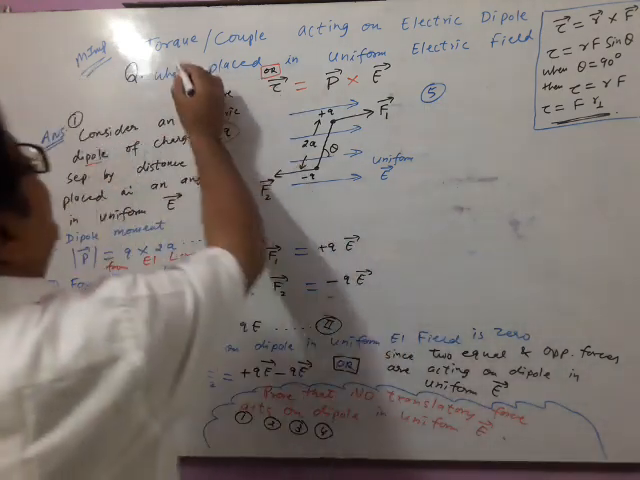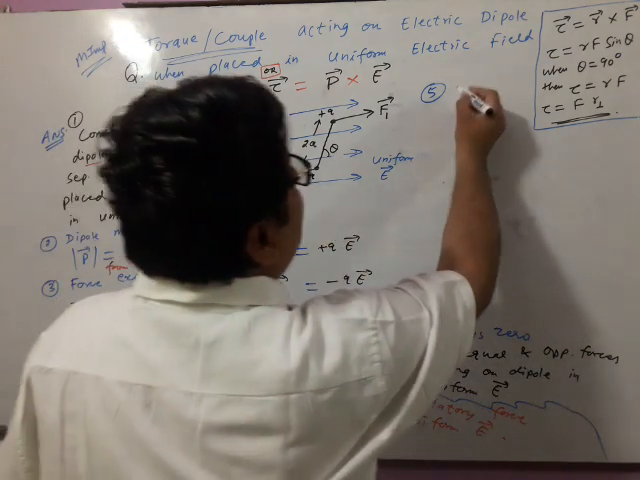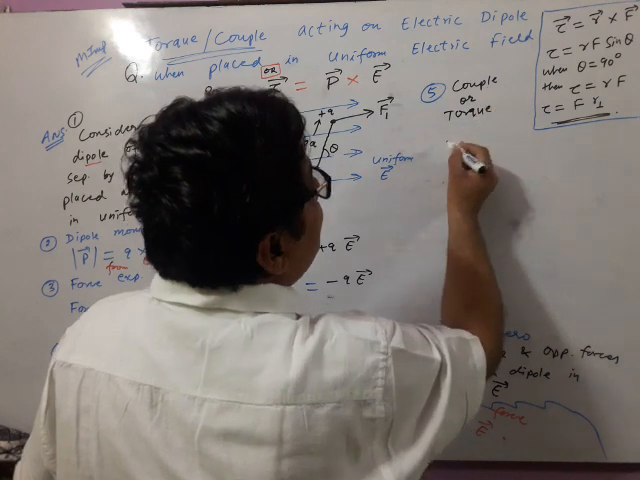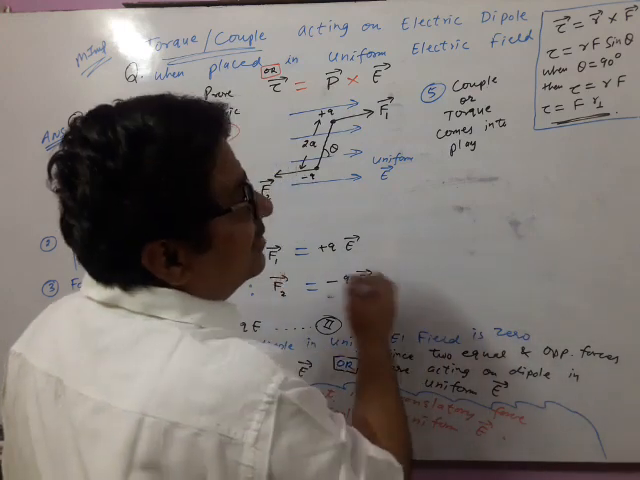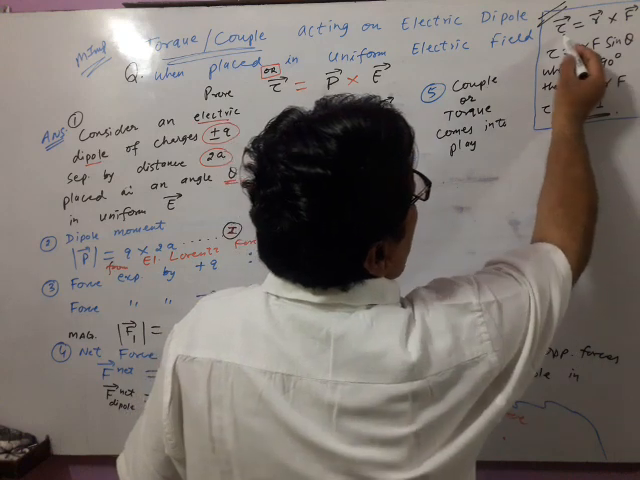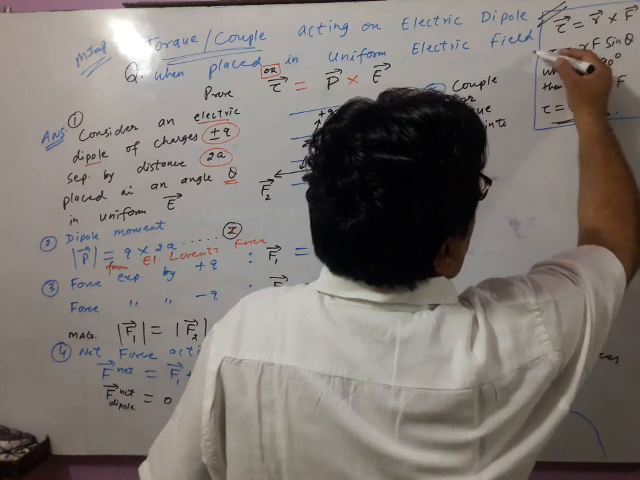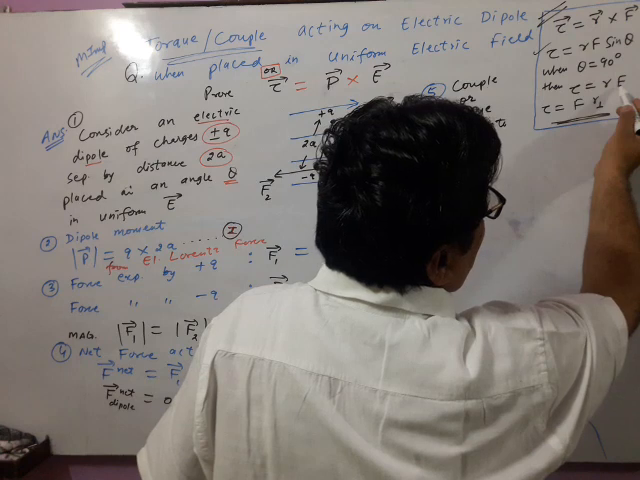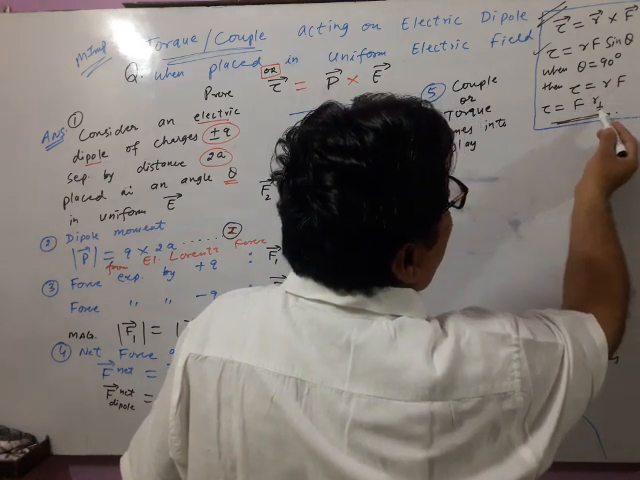Now you want to find torque or couple. When net force on the dipole is 0, then couple or torque comes into play. How to find this torque? There are 3 ways. First of all, what is torque? Previous revision: torque vector is R vector cross F vector. It is RF sin theta. You may find it like this. Or when theta is 90 degrees, sin 90 will be 1. So torque will be RF. You may write R into perpendicular force, or you may write force into perpendicular distance.